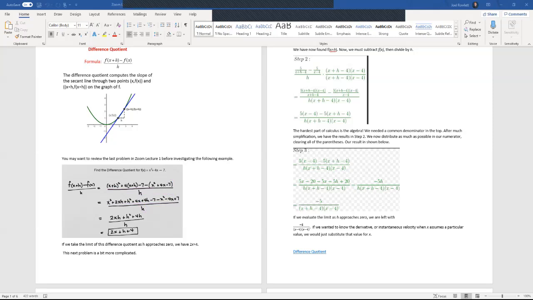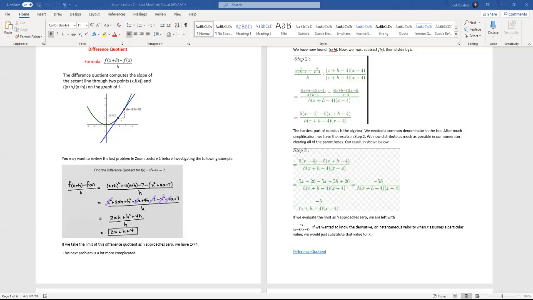The good thing about this is we have a positive x squared here, but we have a negative x squared here, so they will cancel out. We have a positive 4x, we have a negative 4x, and we have a -7 and a +7. So once we clear out all of the noise, we are actually left with 2xh plus h squared plus 4h. And then we simply divide by h.